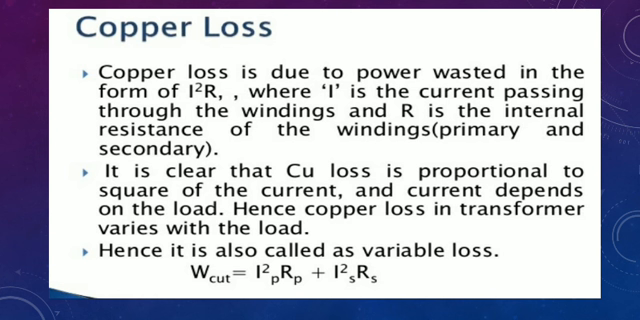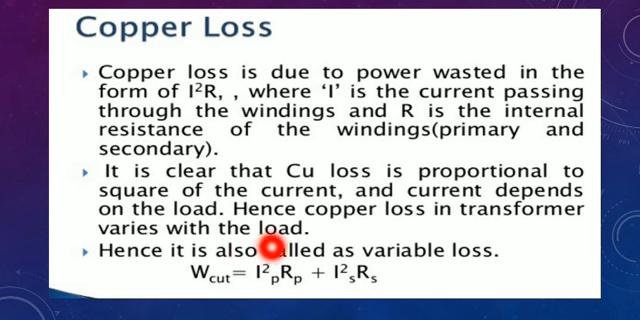The copper loss is directly proportional to the square of the current, that is, the amount of current passed through the winding. Hence the copper loss in transformer varies with the load. Hence it is also called variable loss.